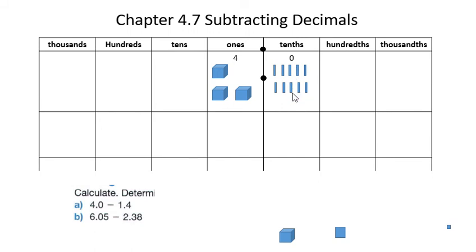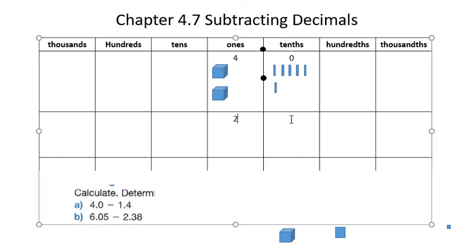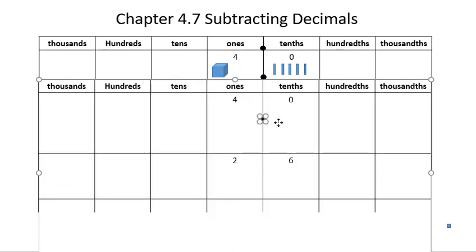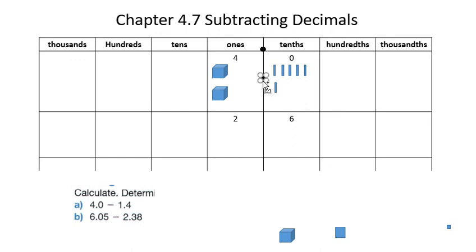Now we can remove 1.4. So let's take away 1. Here's 1. We've taken away. And 1, 2, 3, 4. And we're left with 2 decimal 6, which we can write down here, 2 decimal 6. There's our decimal, and that would be our difference, or our answer to our subtraction question.